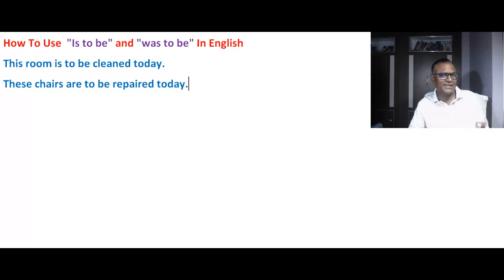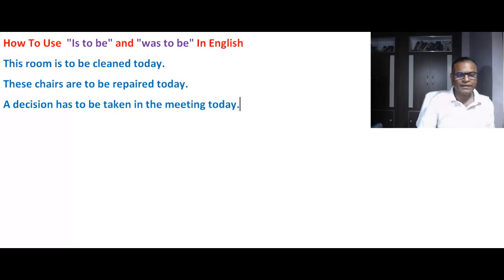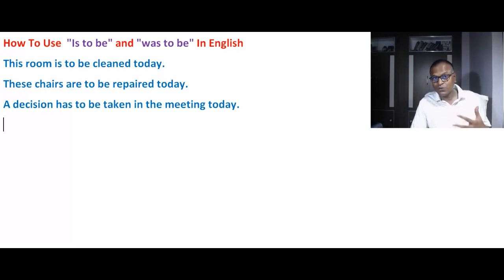तो कोई काम जब किया जाना है, जैसे अगर हम एक एग्जांपल और लें, a decision has to be taken in the meeting today. तो has to be is to be आप कह सकते हैं. a decision is to be taken in the meeting today. तो ये आप कह सकते हैं. ठीक है. अभी अगर हम was to be, तो उसी तरह जैसे किया जाना है, किया जाना था.